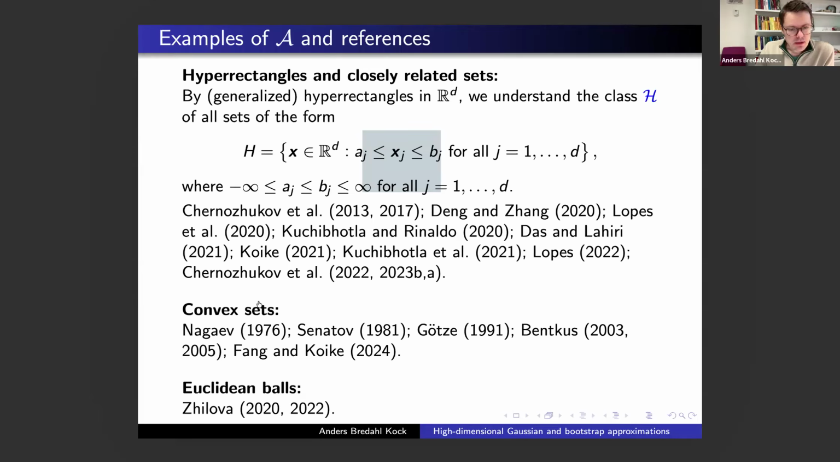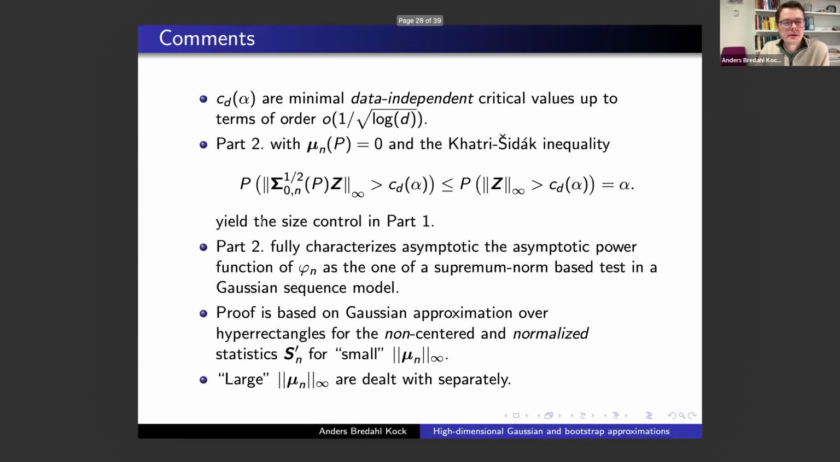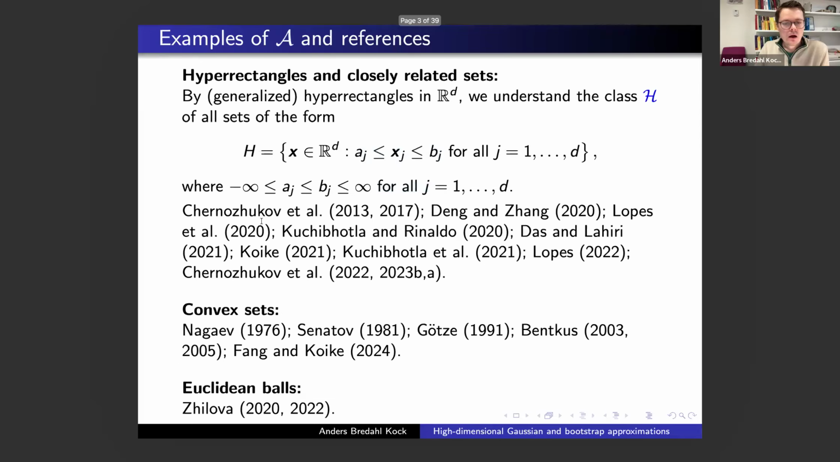Other sets of interest may be convex sets, which are of course a superset, whoopsie, wow, I went all the way to the back, fantastic work. Apparently it's a great idea to build hyperlinks into your presentation. So other classes of sets of interest are convex sets, which are supersets, of course, of these hyperrectangles, and there's also been some attention given to Euclidean balls. In this talk, I'll focus on hyperrectangles.